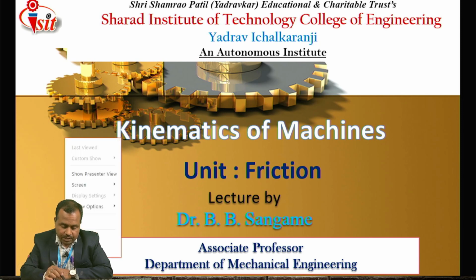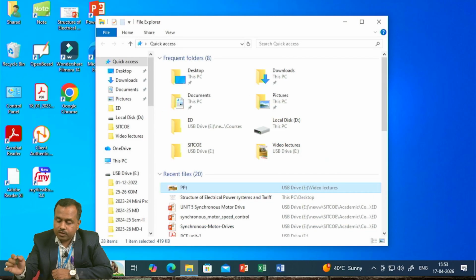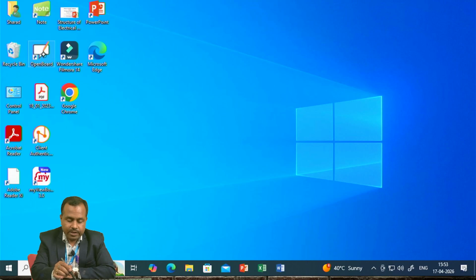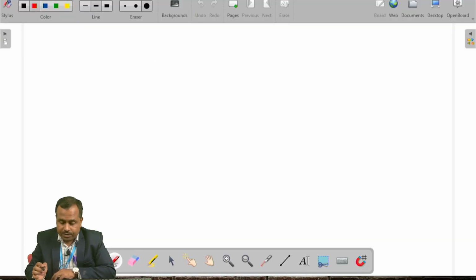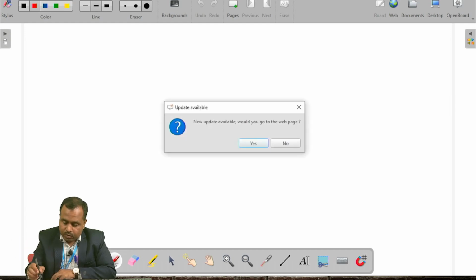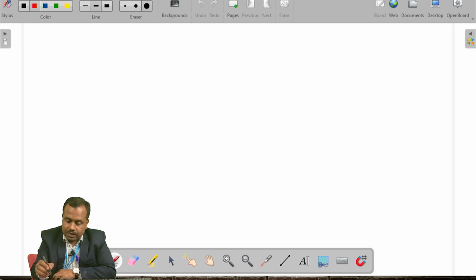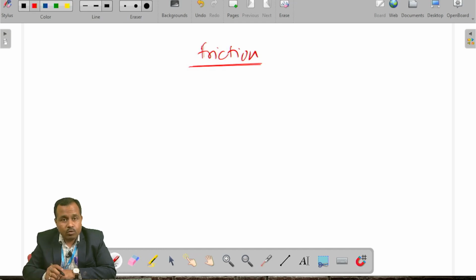Initially we are going to discuss the theoretical aspects of friction, and later on we will see the mathematical part of the friction. So friction, technically, is the resistance to motion. Any object which tries to move will experience a friction, normally opposite to the direction of motion. So it is the resisting force which opposes the motion.